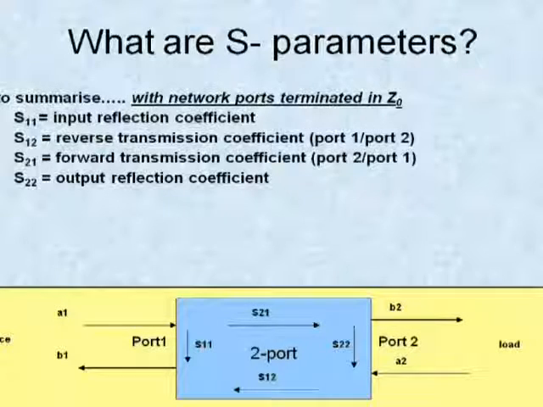S12 is the reverse transmission coefficient, and it's 1, 2 because it's port 1 over port 2. So what you measure at port 1 depending on what you put in port 2. S21 is the forward transmission coefficient, the gain, the loss, whatever you want to call it. Port 2 over port 1. And S22 is the output reflection coefficient.